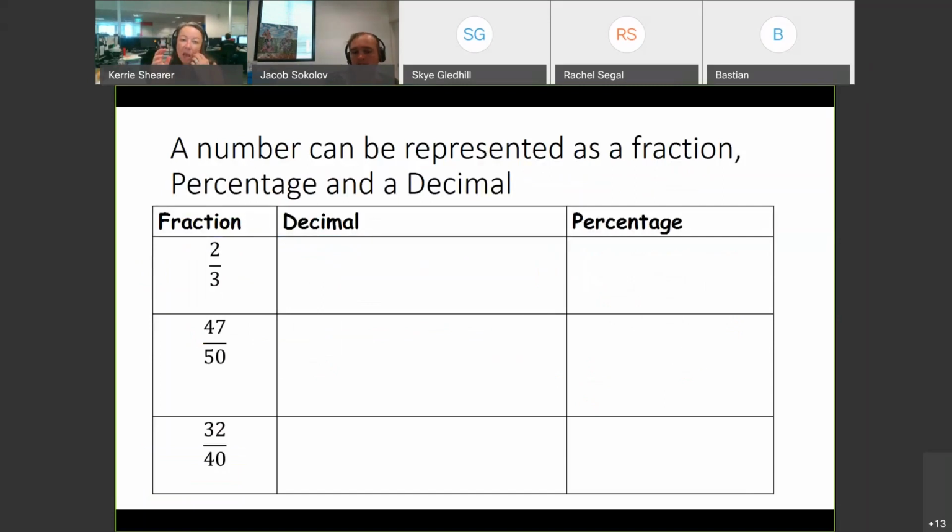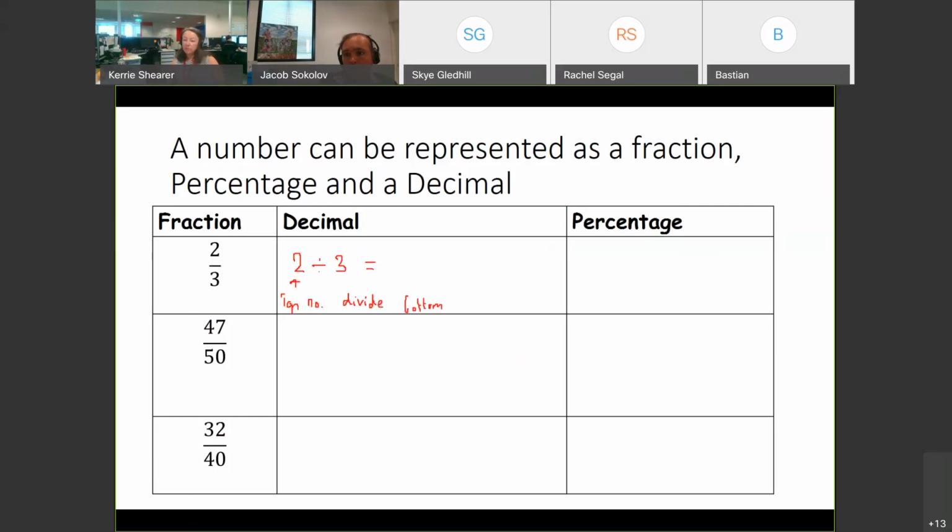Okay, so the next thing that we are going to be doing is converting fractions to decimals to percentages. You really, really need a calculator in this exercise. To convert a fraction to a decimal, we just do the top number divided by the bottom number. And I want you all to have a go at this and put your answer into the box.